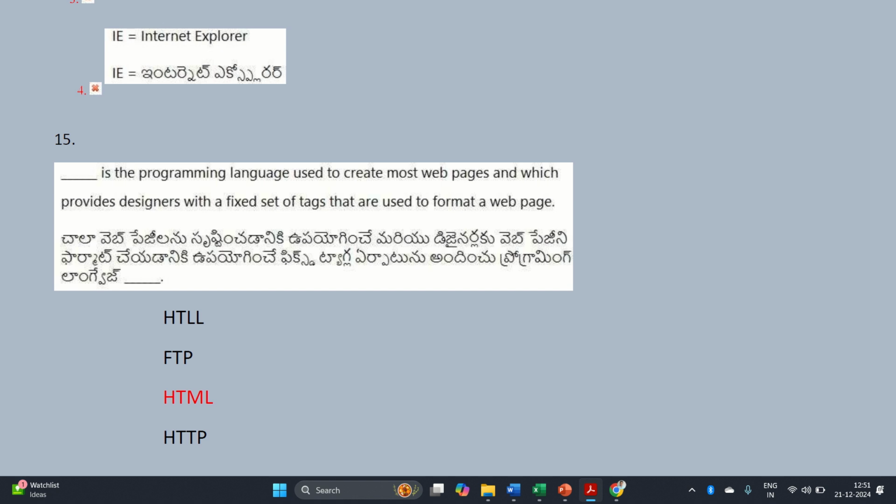Hypertext Markup Language is a standard markup language for creating web pages. HTML is a programming language used to create most web pages. In short, it is a code for creating web pages using tags and other commands the browser reads and converts into normal web pages that people see. HTML is a programming language.